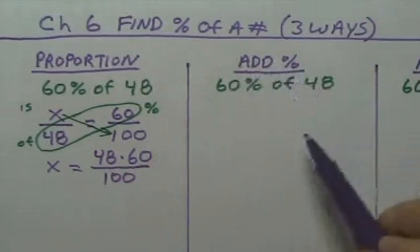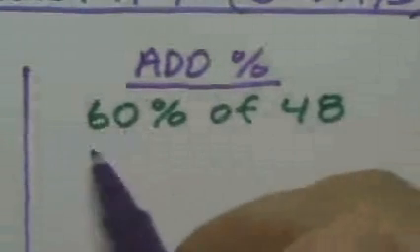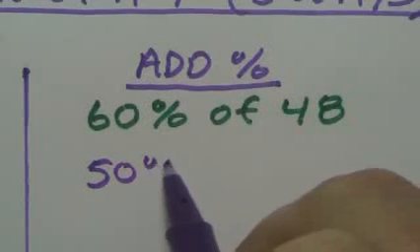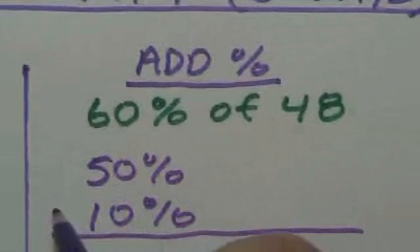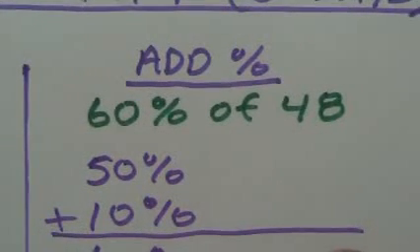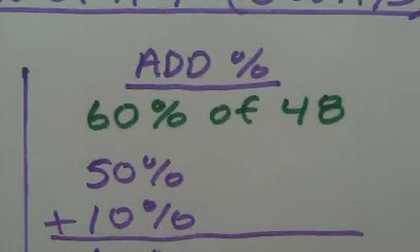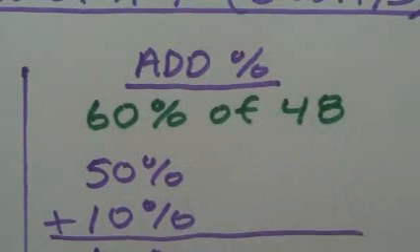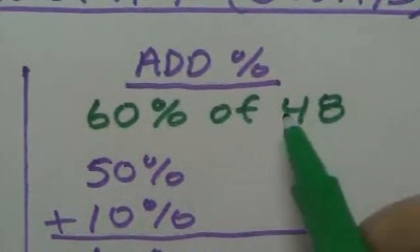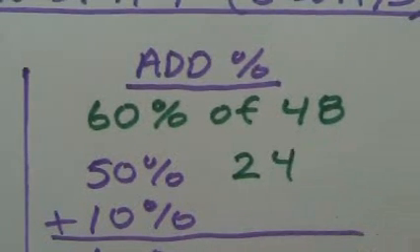Okay, let's go now to adding percent. How do we set up with adding percent? Well, 60% would be 50% and 10% together. I would simply add those, and that would add up to 60%. If you remember, to find 50% is just half. So what is half of 48? Half of 8 is 4, half of 4 is 2, so 24.